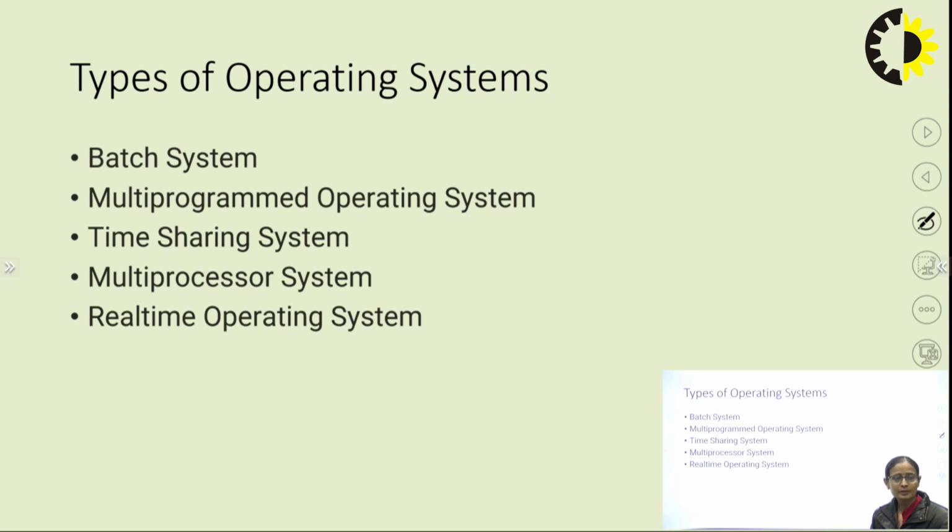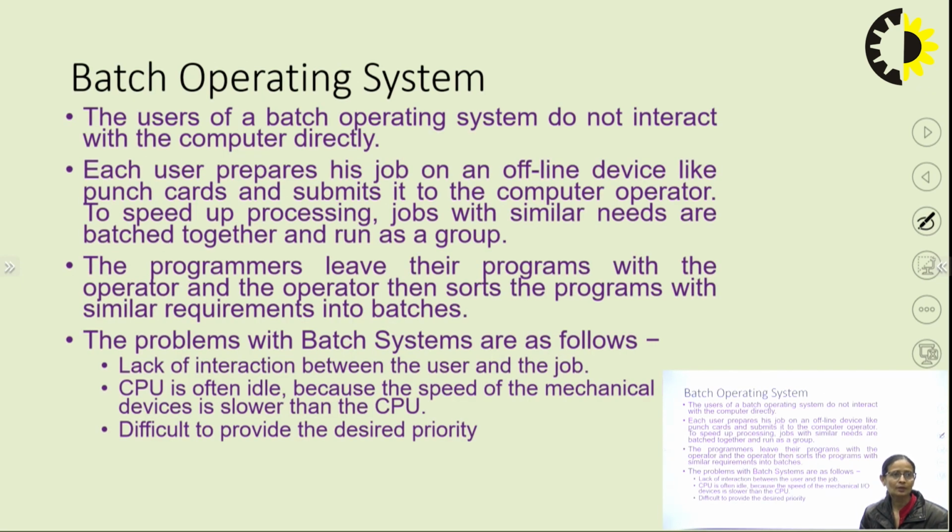Types of operating systems. We are going to discuss batch, multi-programming, time sharing, multiprocessor, and real-time operating systems. What is a batch OS? In a batch OS, the users do not interact with the computer directly. We have an operator available, and the user will submit their program to the operator, and the operator is responsible for executing the programs on the system.